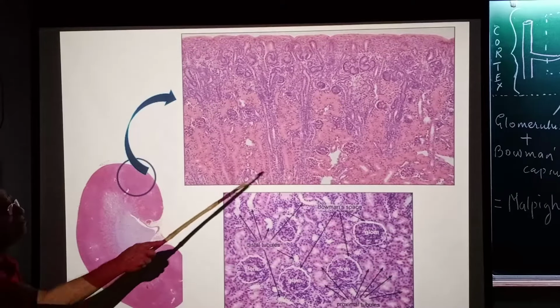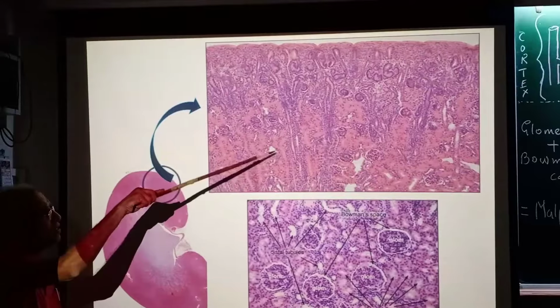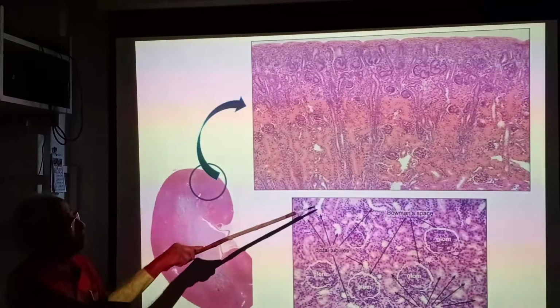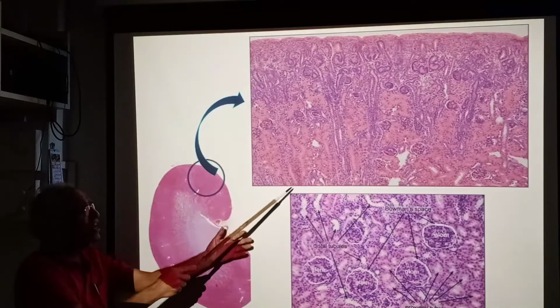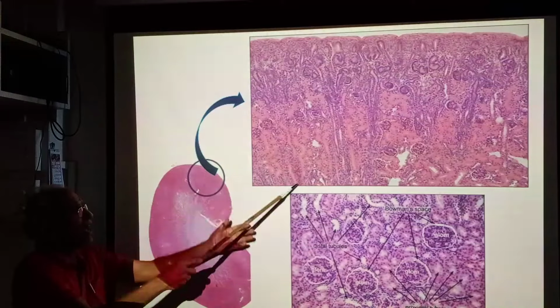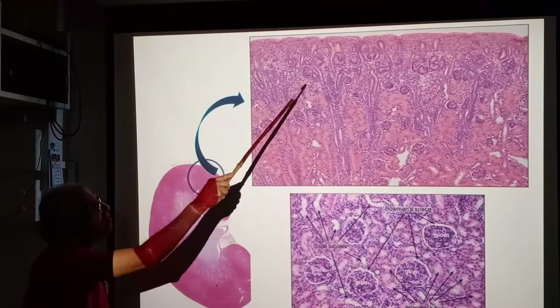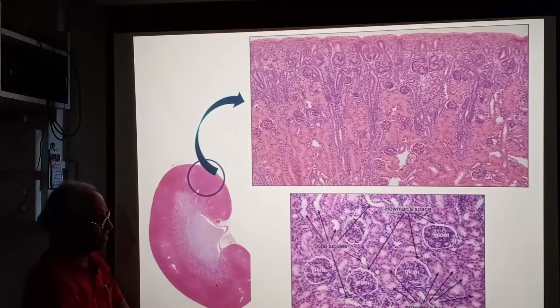And the medulla will have long tubes. So this is the cortex and this is a part of the medulla, where you will find the connecting ducts and the loops of Henle and so on. This picture is again a magnification of this. I think it's all the same.